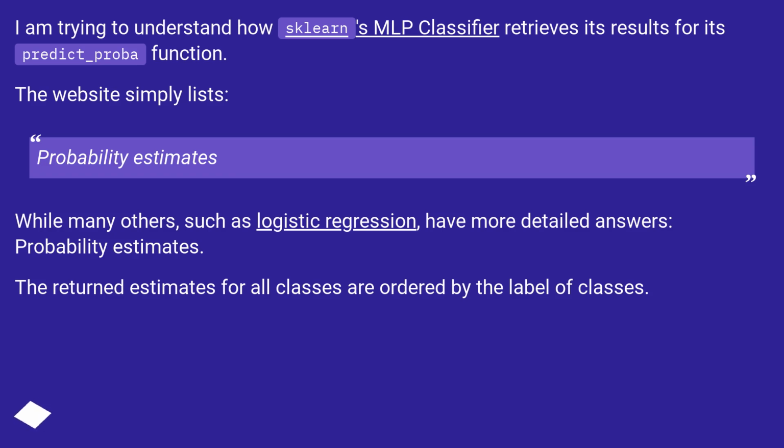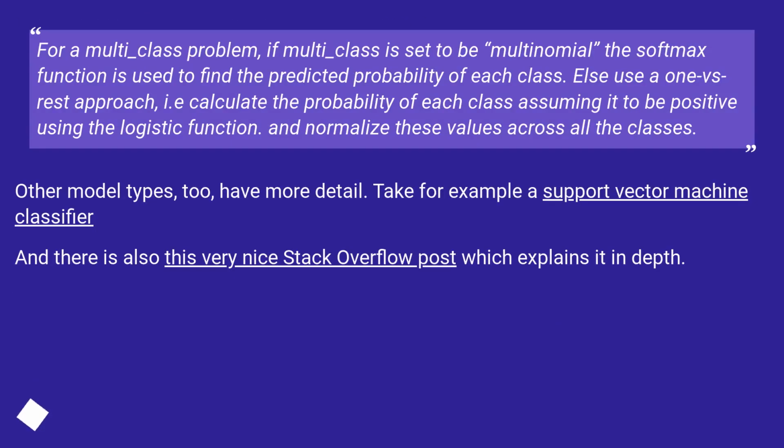The returned estimates for all classes are ordered by the label of classes. For a multi_class problem, if multi_class is set to be multinomial, the softmax function is used to find the predicted probability of each class. Else use a one versus rest approach, i.e. calculate the probability of each class assuming it to be positive using the logistic function, and normalize these values across all the classes. Other model types, too, have more detail.